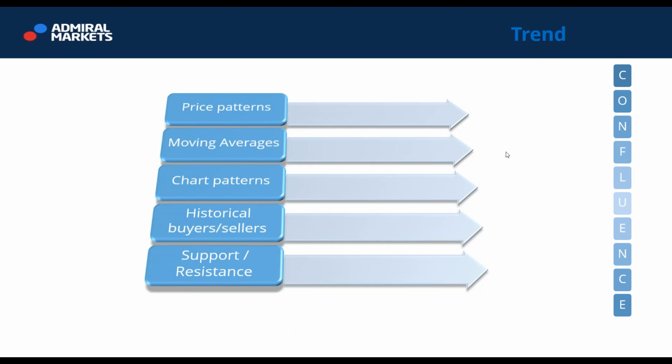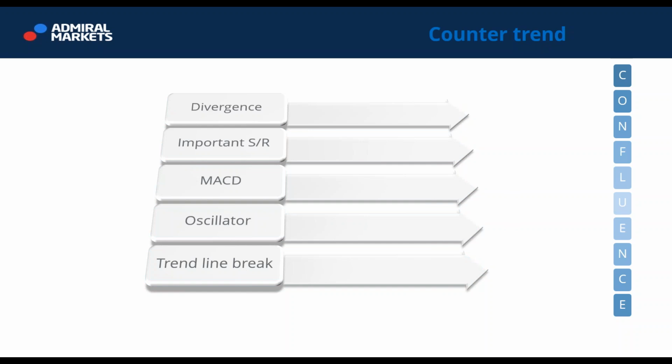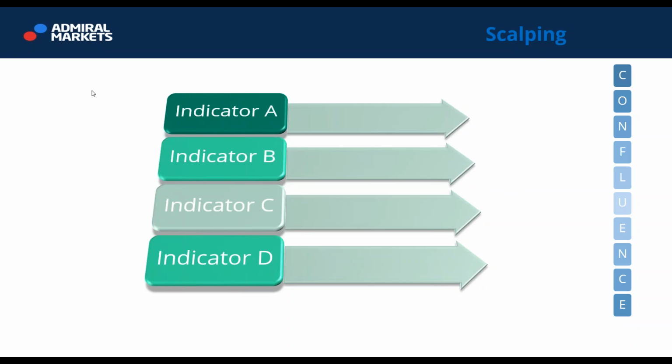So that is the king. Confluence is the king of trading, no matter whether you use price action or indicators. Now I will show you how it looks on the chart.